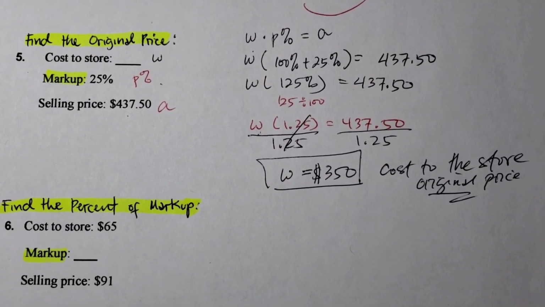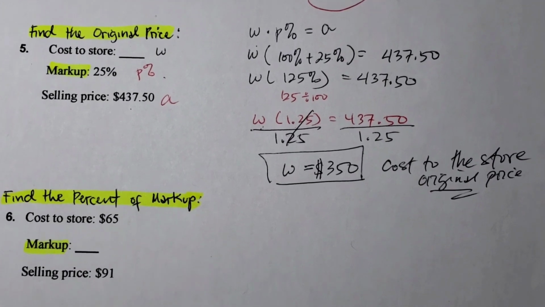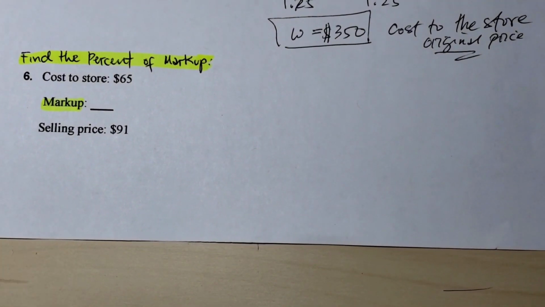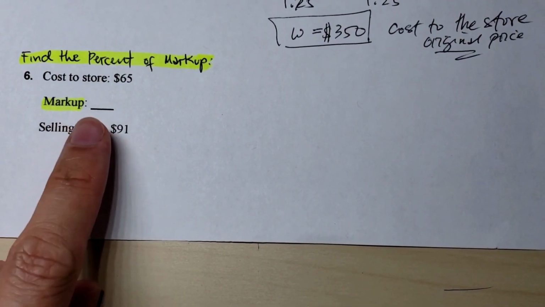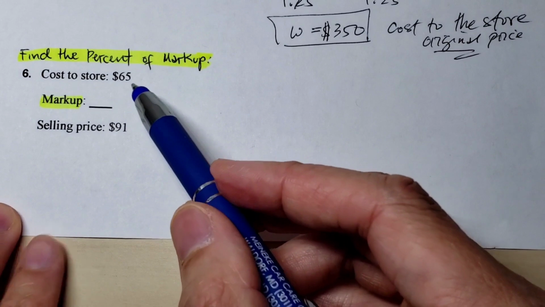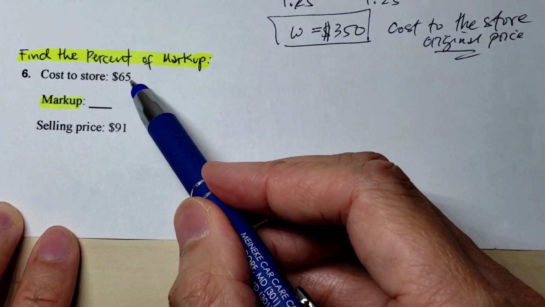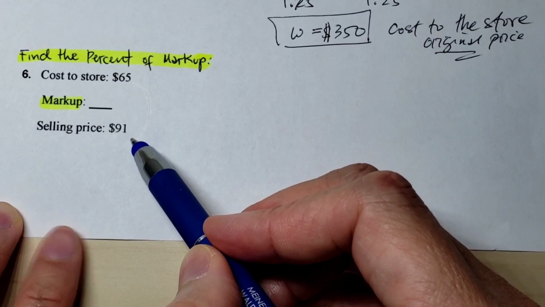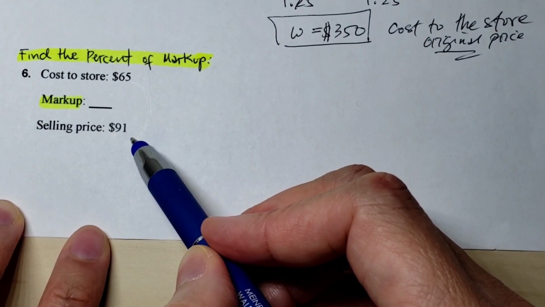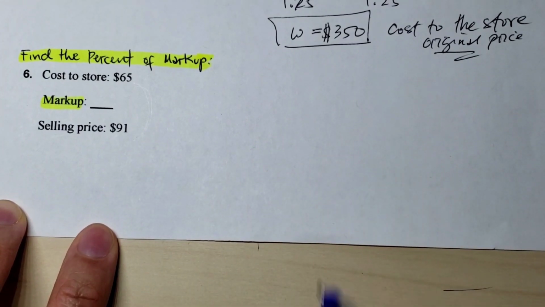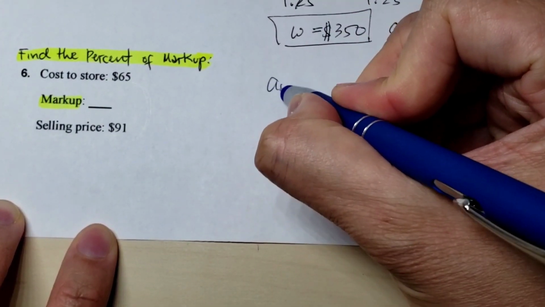Okay? Please review that. Now, let's do number 6. The percent of markup. Again, we're looking for the percent. How much was the increase? From 65 it went up to 91. So the first thing we need to ask is how much is the increase in amount? The amount of increase.